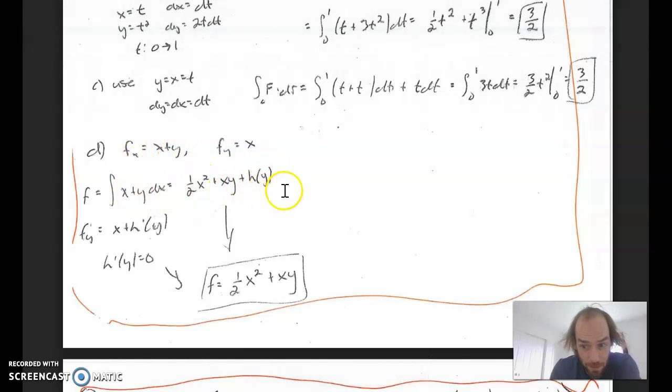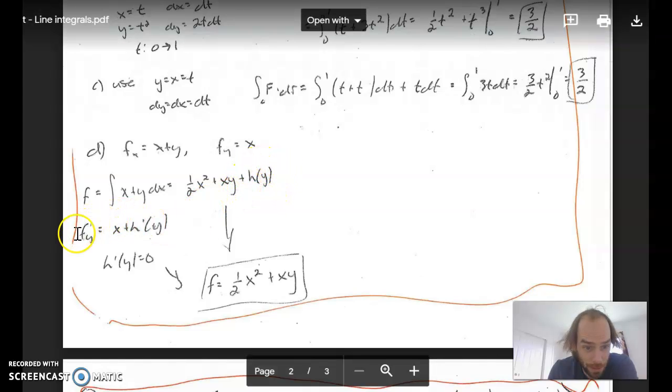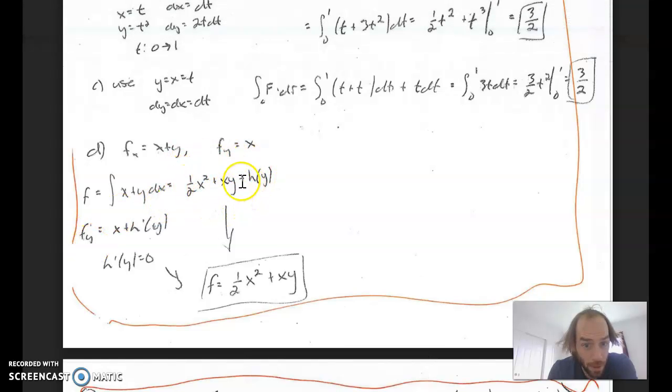But then I've got a constant with respect to x. What that means is that I could have a function of y. For example, I could have plus y squared, because if I took 1/2 x squared plus xy plus y squared and did a partial x on it, I would still get this out. So I say h of y. Then what I do is I derive this guy right here with respect to y. This term goes away, this term turns to an x, and this turns to h prime. So this derived with respect to y gives me x plus h prime of y.